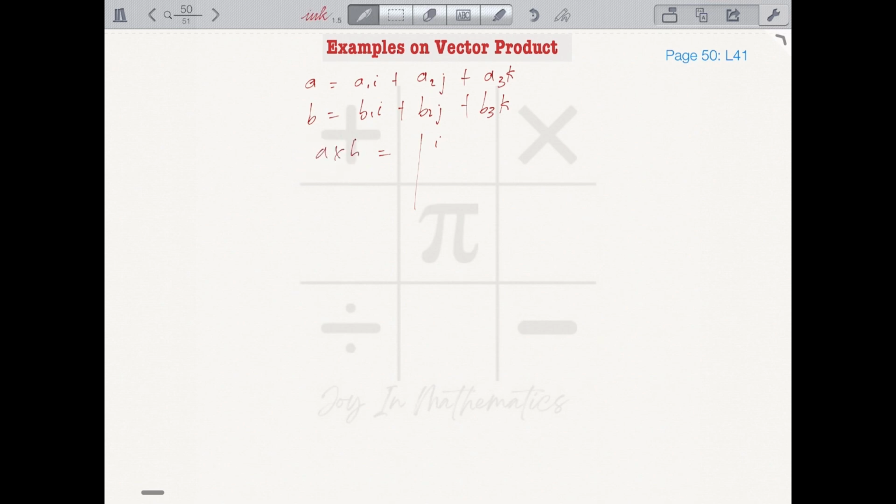A cross B simplifies into the determinant of a 3 by 3 matrix. This will be components of A, a1, a2, and a3, and components of B, b1, b2, and b3. For more understanding on this, please refer to the lesson video on matrices, where we talked about the determinants of a 3 by 3 matrix. Furthermore, when we want to evaluate the magnitude with the angle between the two vectors, it will be modulus of A, modulus of B, sine theta.